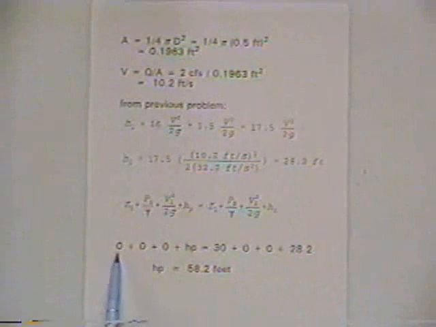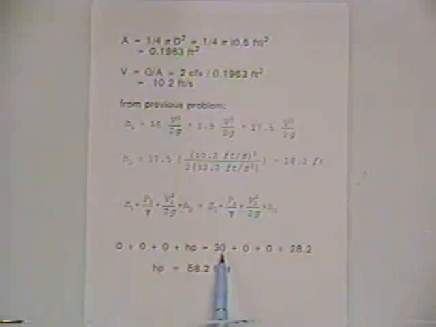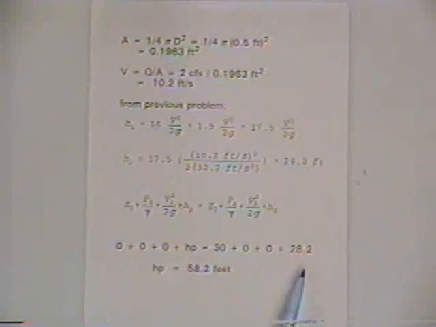And we define the datum so that Z1 is 0, and Z2, the water surface at point 2, is 30 feet. And so when we plug everything in, we've got everything except the pump head. And so the pump head is 30 plus 28.2. So that sort of tells us what we intuitively know.